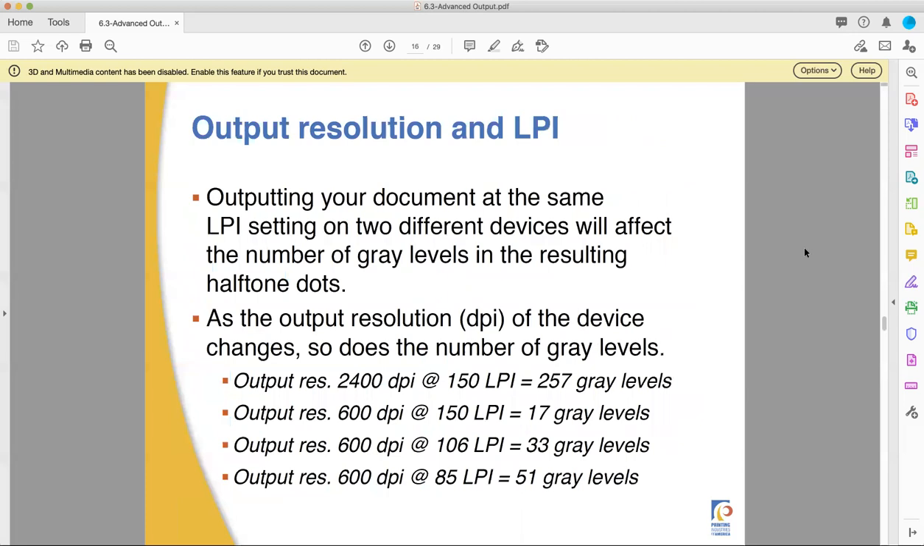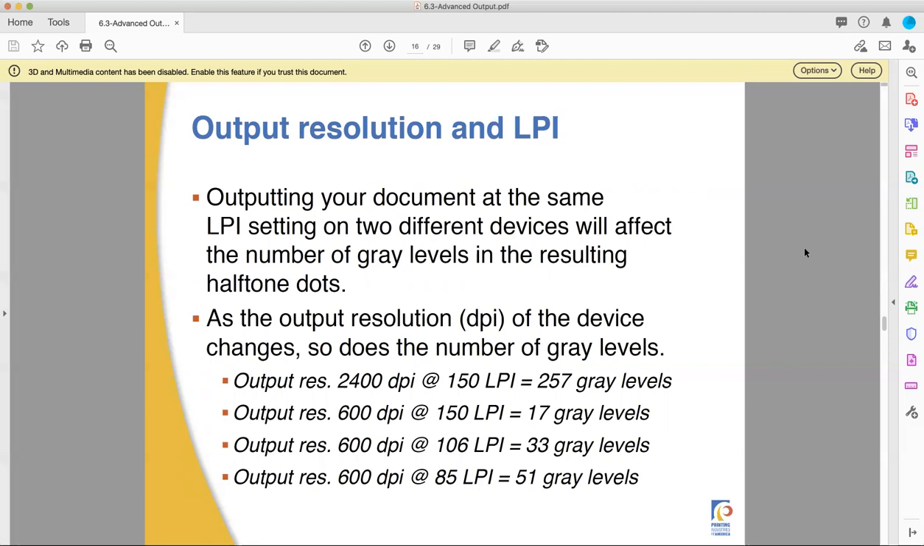So if you do your document using the same LPI on different devices, you get different gray levels resulting from the interplay, or the ratio really, between laser spots and halftone dots. Down below here, and you'll see in your book as well at home, is a small chart. A typical high resolution output, which is really kind of standard quality actually, of 2400 dots per inch at 150 LPI gives you that beautiful 257 gray levels, which is great.